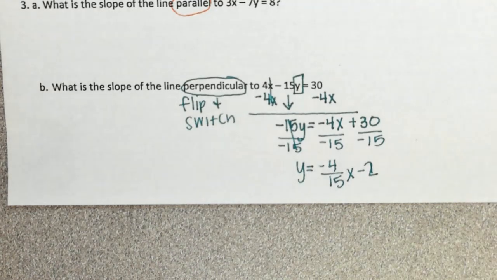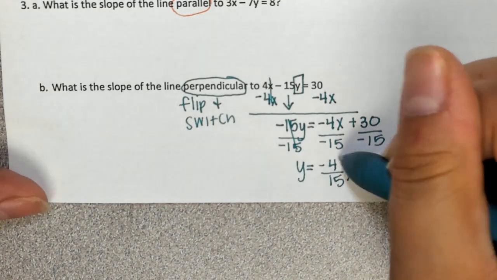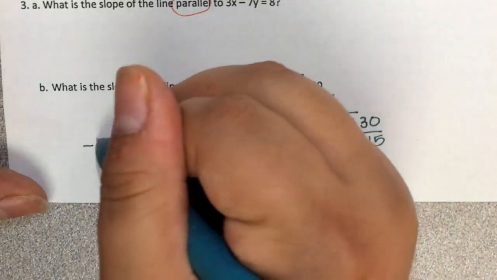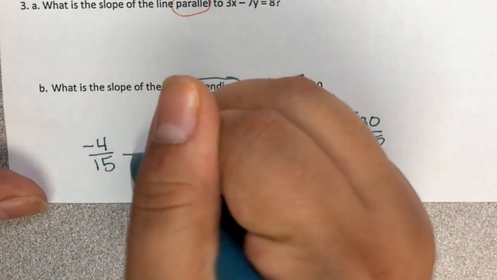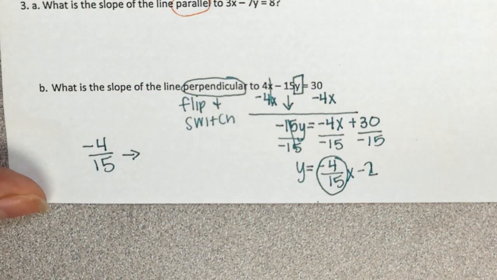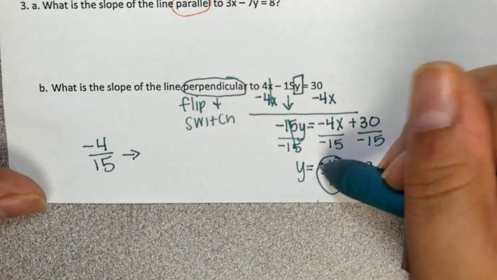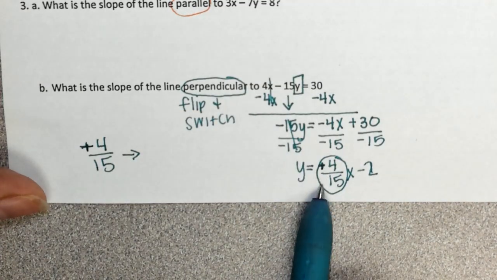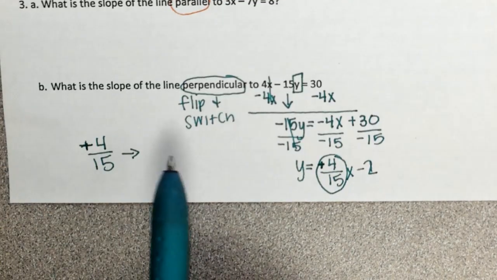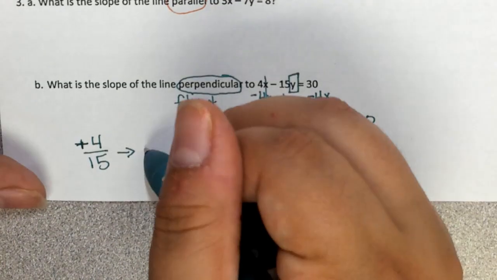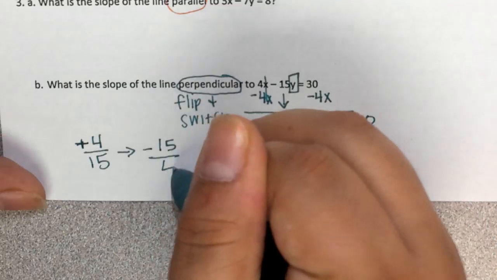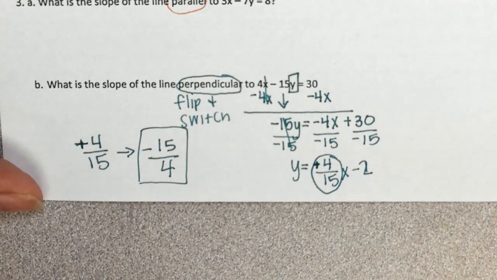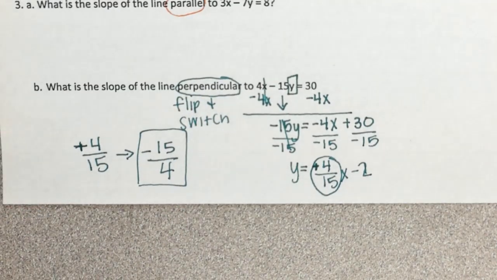No, why not? I have to flip and switch the slope. What is negative 4 divided by 15 flipped and switched? Oh, why did I put negative? That is not a negative. We said that was a positive. Right? A negative divided by a negative is a positive. So what is this going to become if it's positive 4 over 15? Negative 15 over 4 is my final answer. Okay?